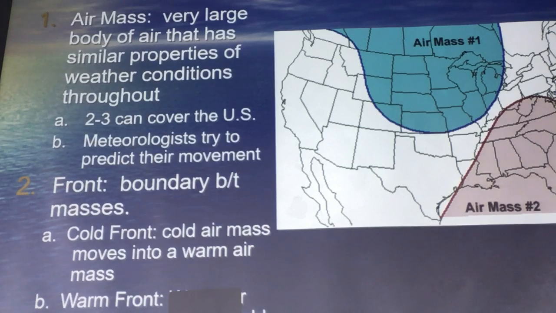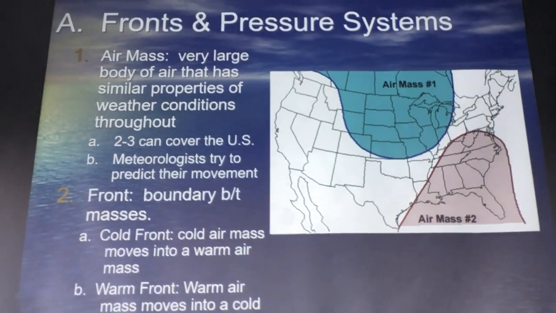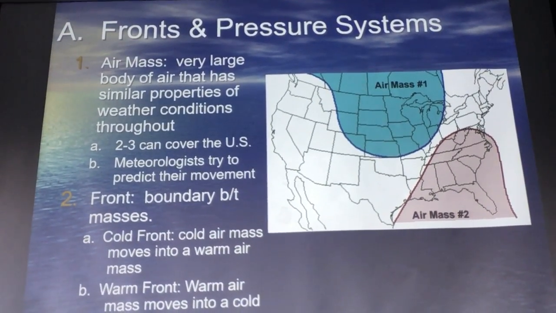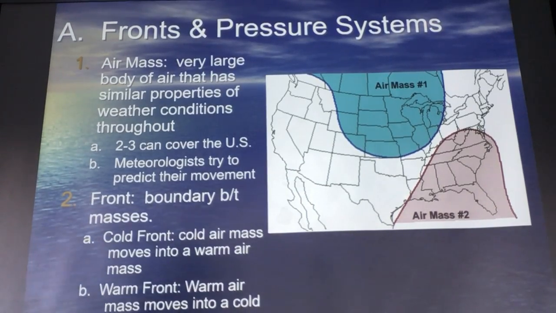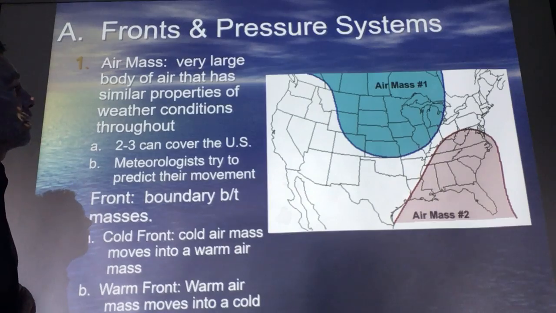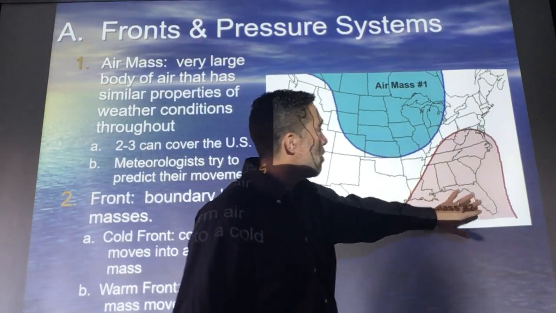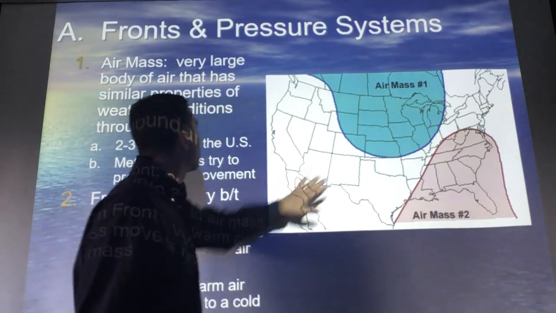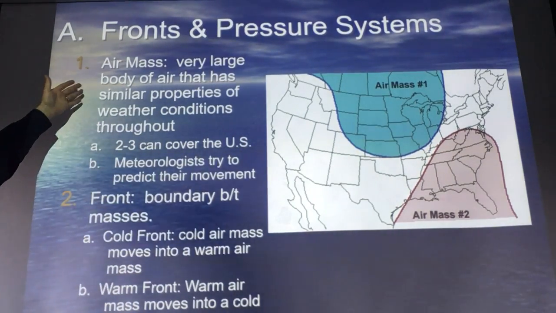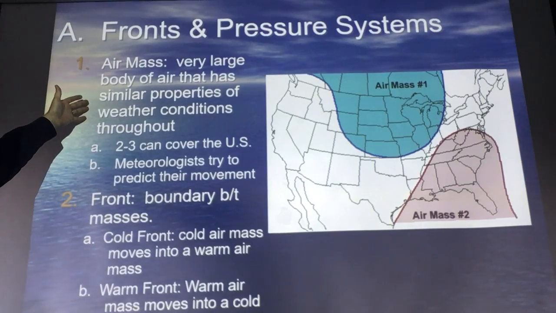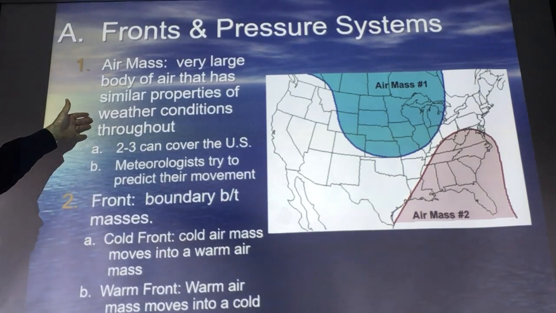What we study are big air masses. And in these air masses, let me move this back a little bit, we can have only 2 or 3 cover the entire United States. In this case, you got a big cold air mass coming down, a big warm air mass coming here. There's probably another one over this direction. It says they're a very large body of air that has similar properties of weather conditions throughout.